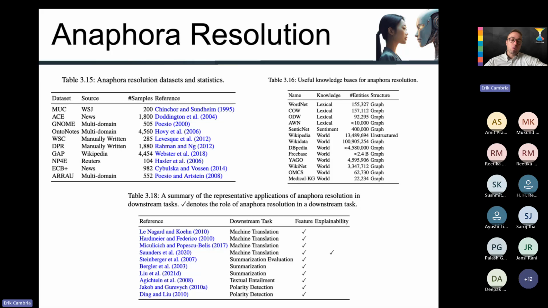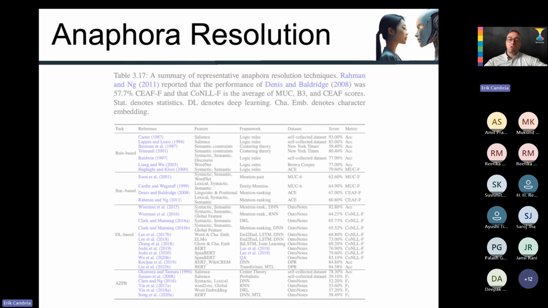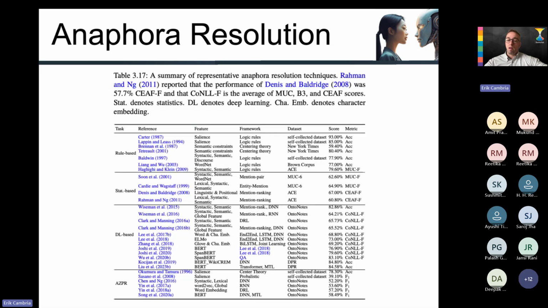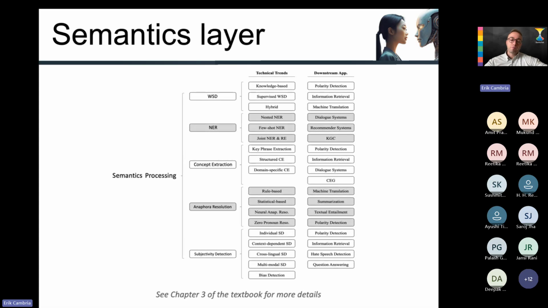So here you have some works initially by linguists, but then later on also by computer scientists using deep learning to perform anaphora resolution. And here you also have different data sets, benchmarks, and different approaches to anaphora resolution.